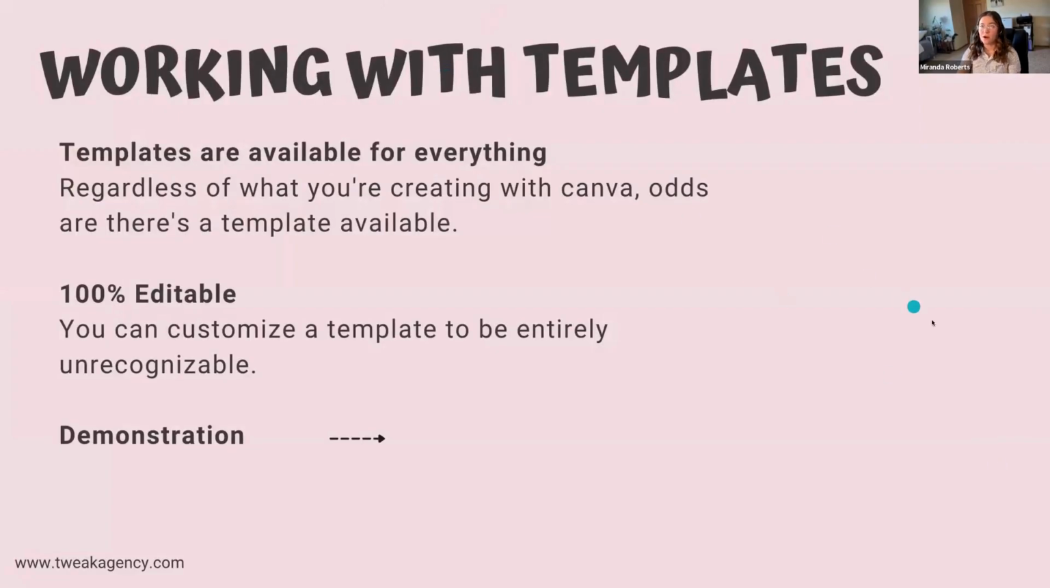Working with templates. One of the major benefits of Canva is the ability to use templates. You can pretty much use a template for anything that you're trying to create. Again, regardless of the document, odds are there's a template out there. The benefits of using a template, again, it's going to give you exactly the correct size document that you need for what you're trying to create, but it can also give you some creative assistance.